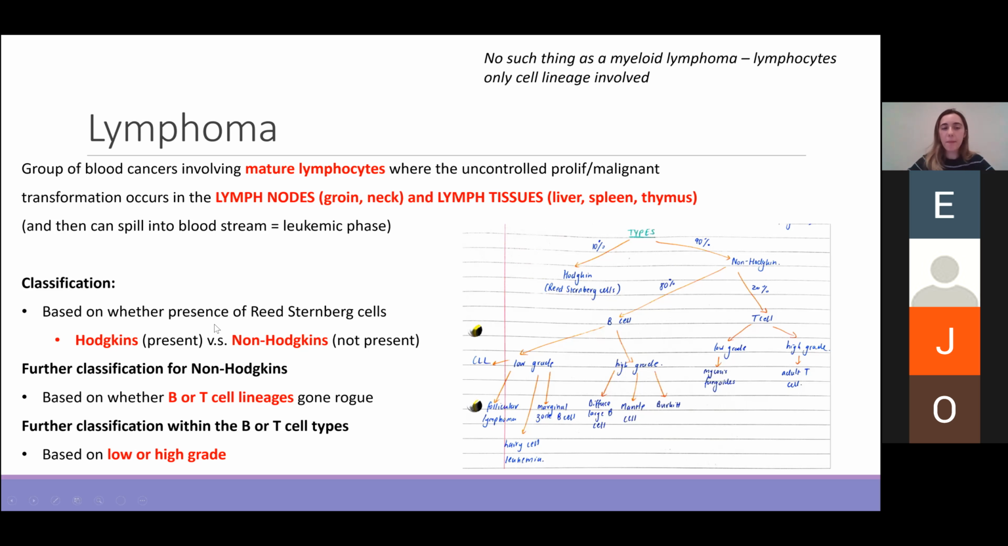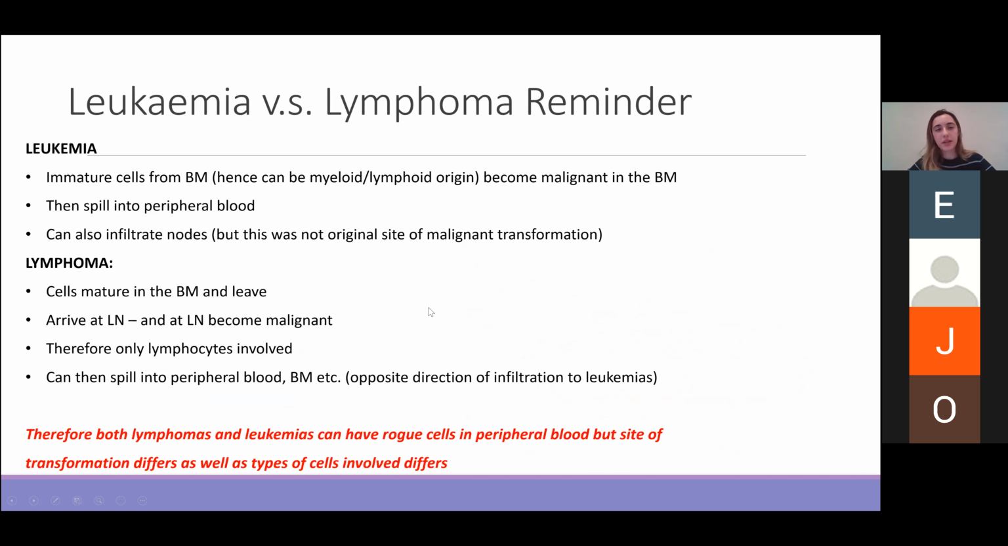And then you classify it based on whether there's Reed-Sternberg cells or not, and if there's B or T cell lineages for non-Hodgkin's, and then if it's low or high grade. So how many cells are turning over is how you classify it with that. And there's no such thing as a myeloid lymphoma, obviously, because you don't have myeloid cells doing things in the lymph nodes. So just something to keep in mind.